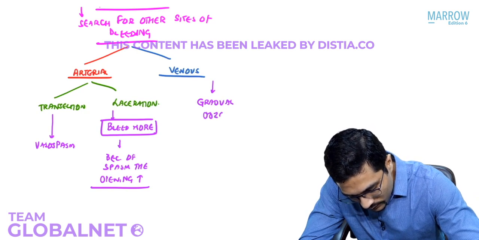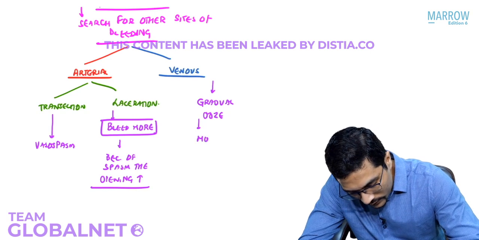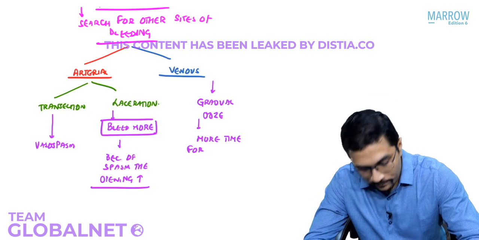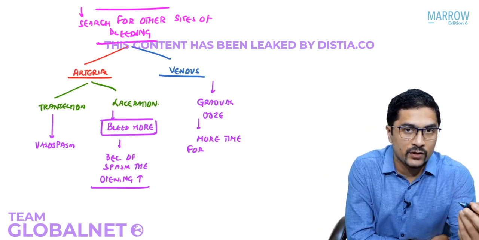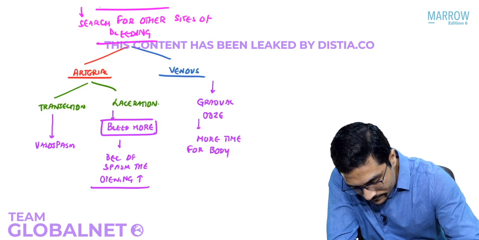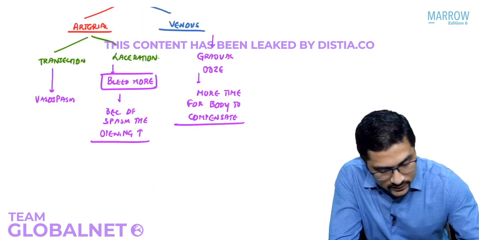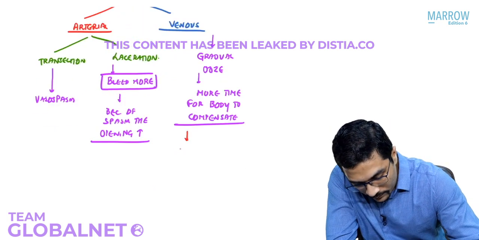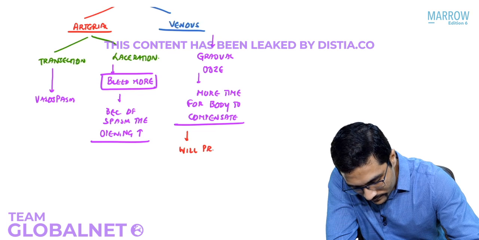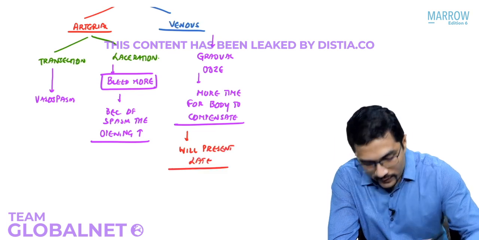It is a gradual ooze. So because it is a gradual ooze, there is more time for the body to compensate. We'll talk about the compensation when I discuss the parameters of hypovolemic shock, but more time for the body to compensate. And because the body can compensate more, these patients with venous bleeding will present late. I hope you understand this point.